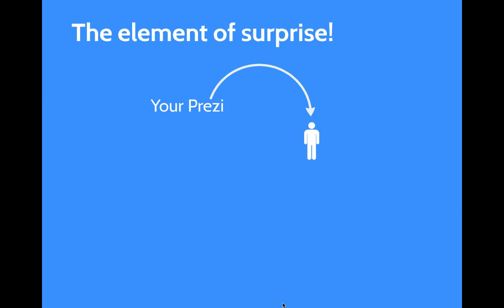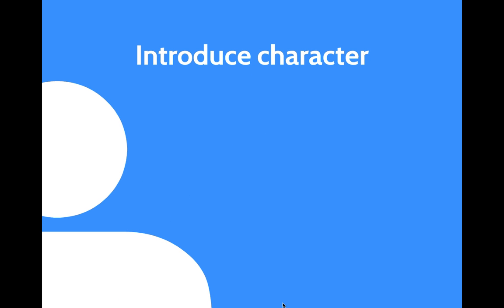Now, another reason why you should use this technique in your Prezis is to help you use the element of surprise. So what do I mean by that? Well, let's take a look at this detail. Let's imagine that in our Prezi, we're actually going to introduce a character, and that might be something you do quite a lot in the storytelling of your presentation. It's always good to introduce a character, talk about their problems, and then hopefully the audience can relate to that.